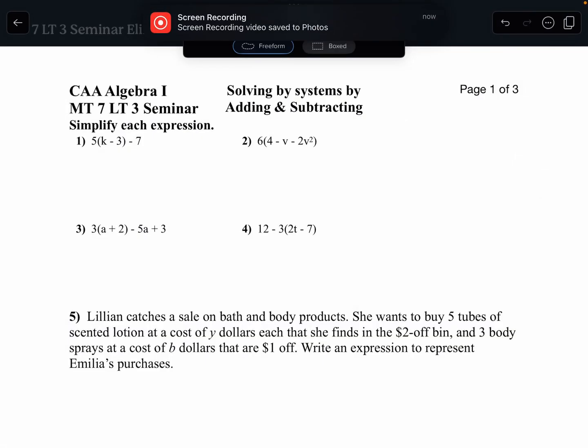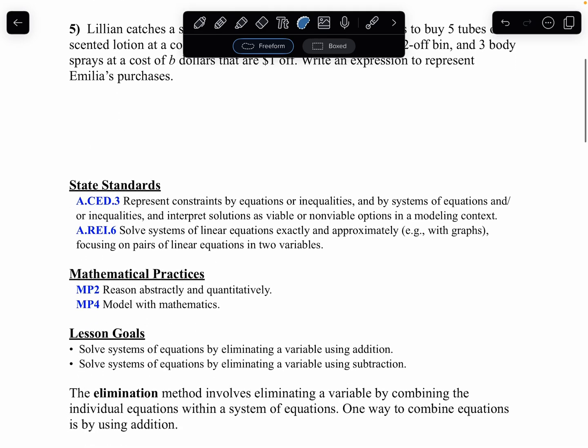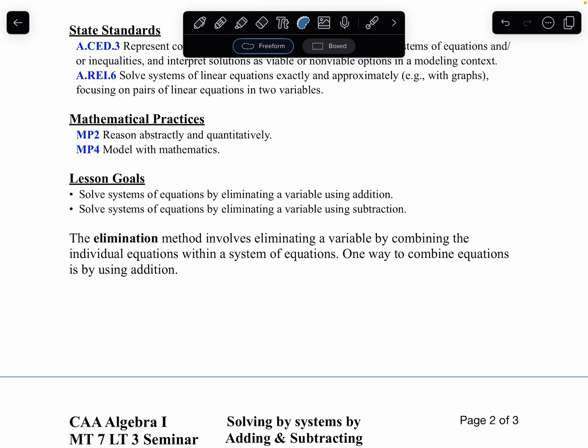Let's take a look at your MT7 LT3 seminar. Before you start, do the first 5 questions. We'll review them in class. And what we're going to do is solve our systems by elimination. We're going to do this over the next 2 lessons, each one getting a little bit more complex.